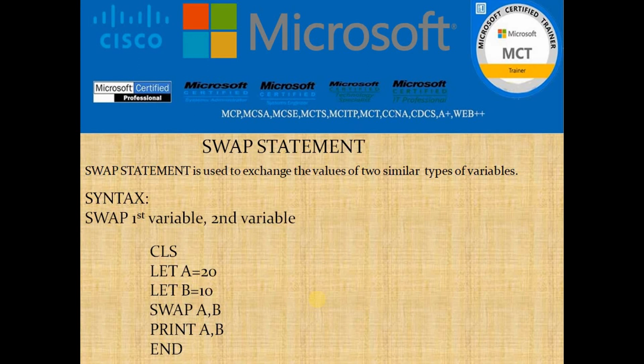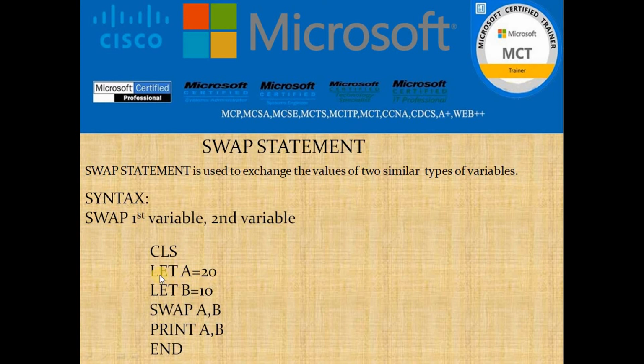Now the next important statement that is being displayed on the screen is the swap statement. So the swap statement is used to exchange the values of two similar types of variables. That means sometimes we do need to swap the value, that means exchange the value. If you have a look over here, in an example, the syntax is saying SWAP first variable, second variable. If you see this example carefully, LET A equals 20.